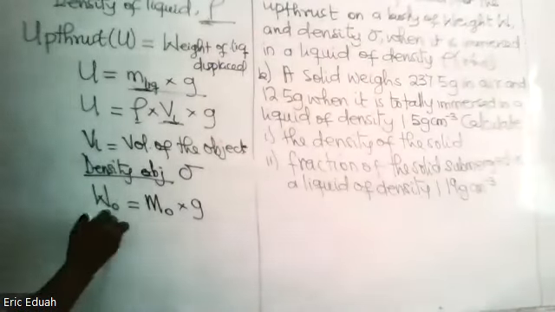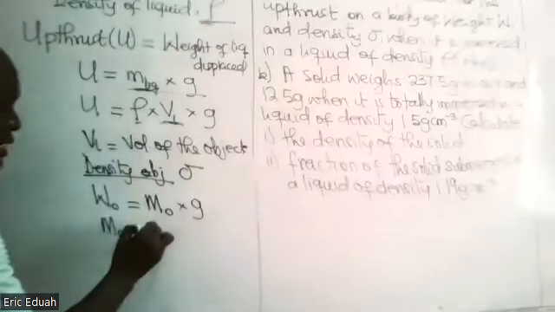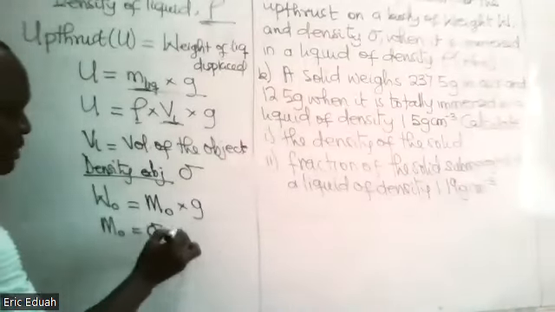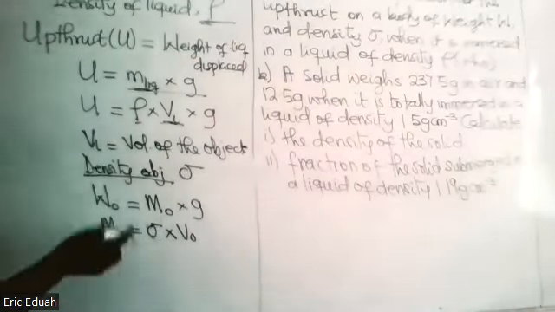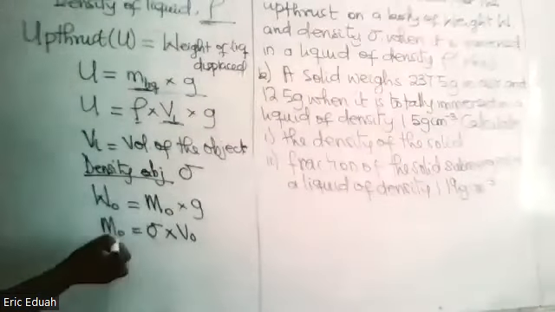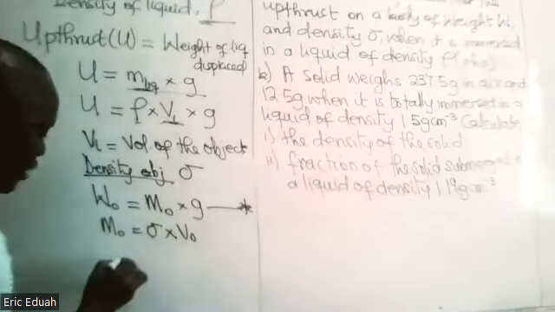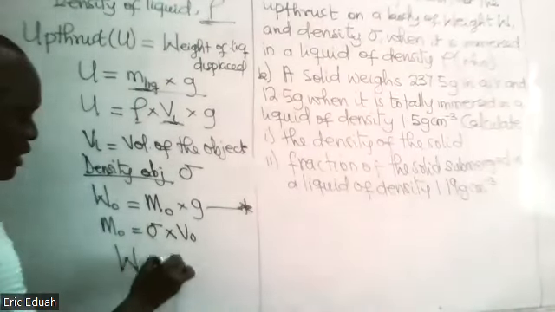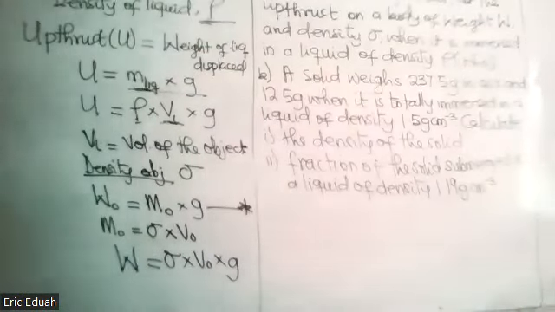Okay, and the mass of the object is also equal to the density of the object, which was given to us as sigma, times the volume of the object. Please, are we okay? Yes, please. So let's now substitute this into this formula. When you substitute, you have the weight of the object equal to the density of the object times the volume of the object times gravity. I hope that's okay.